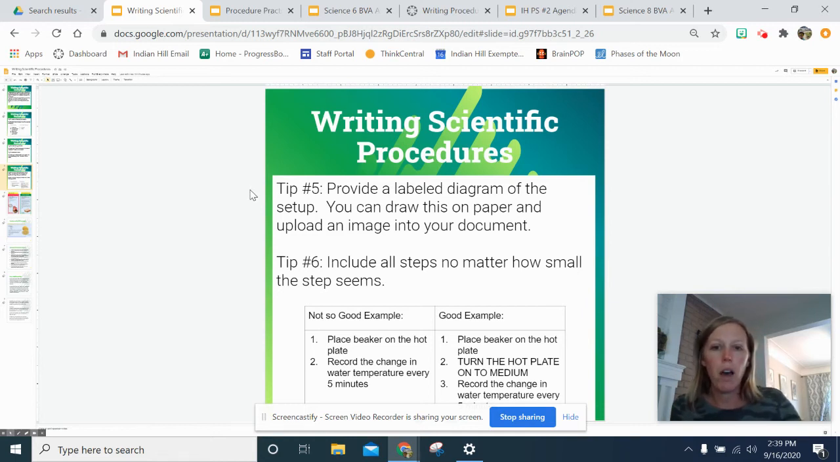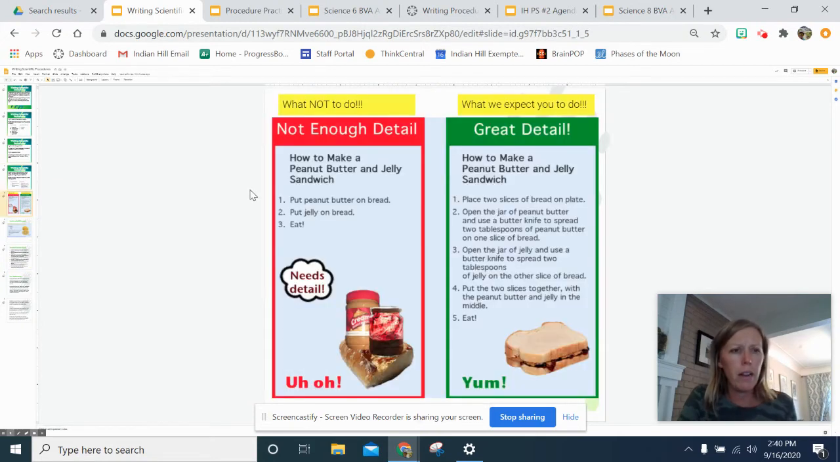1, place the beaker on the hot plate. 2, turn the hot plate on to medium. Okay? There's no sense in sitting there and looking at the hot plate or recording the temperature change if you haven't turned it on. But the reader may have skipped that because those were written in the directions. Okay?